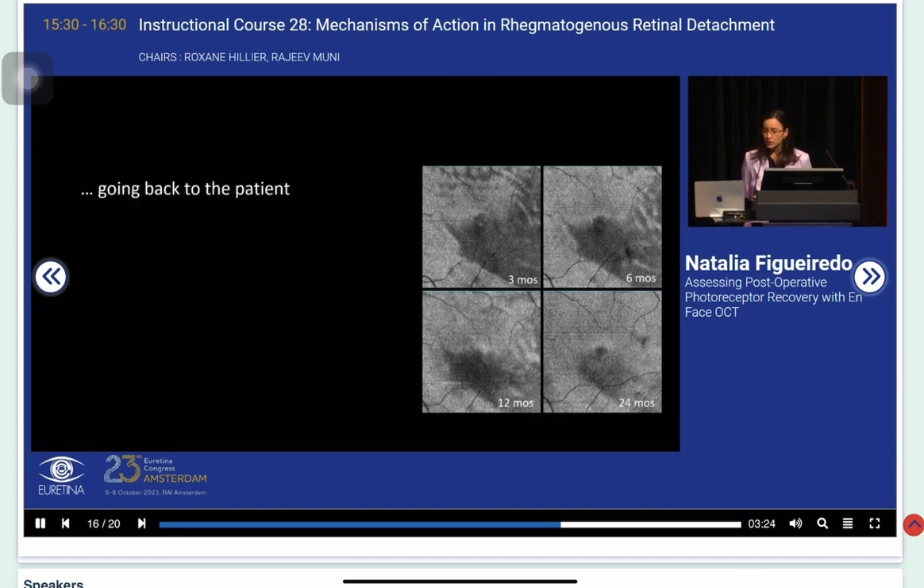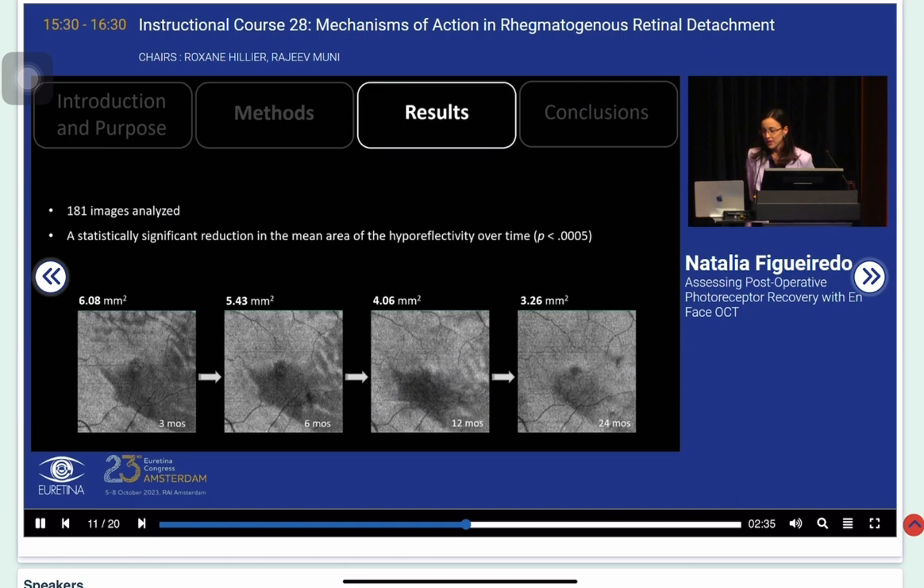So going back to the patient that we showed in the beginning of the presentation, we can see a gradual reduction over 2 years time from 3 to 24 months.